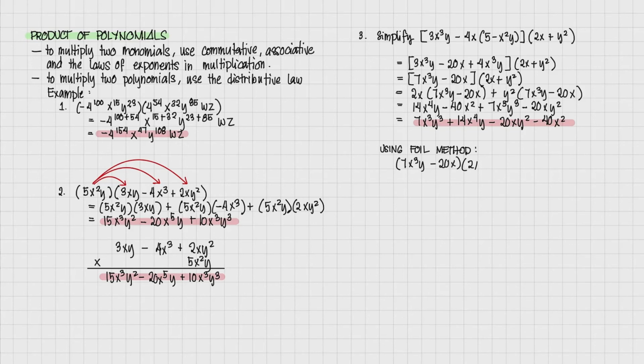So, for the FOIL method, what you're going to do is, you get your F and probably your O somewhere here, I, and then L here. So in the FOIL method, your F stands for the first terms.